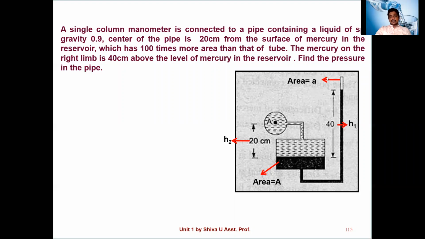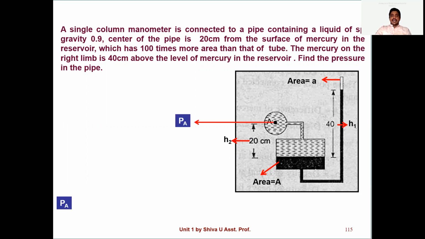Let us take the area of the right limb as small a, and capital A is the left hand side. That is the reservoir area and the limb area. Let us take the vertical column of the right hand limb as H1, and on the left hand side let us take it as H2, the height available there. Now let us make the notation for PA, the pressure available at point A.